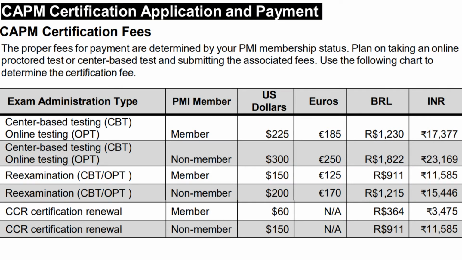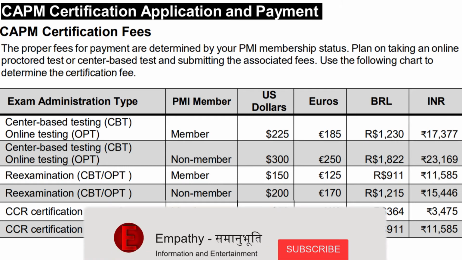So far as the fees are concerned, for a member, the PMI's CAPM certification fee is USD 225. For a non-member, the fee is 300 US dollars. Additionally, you may have to buy the PMBOK Guide 6th edition as well. There is a link in the description below for you to buy the PMBOK Guide on Amazon.